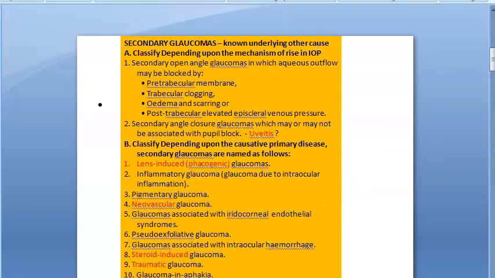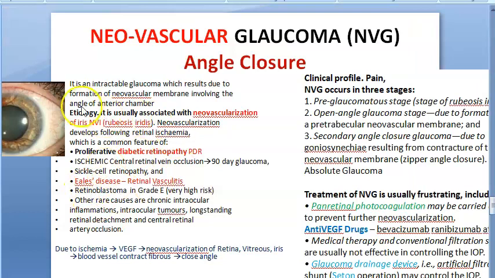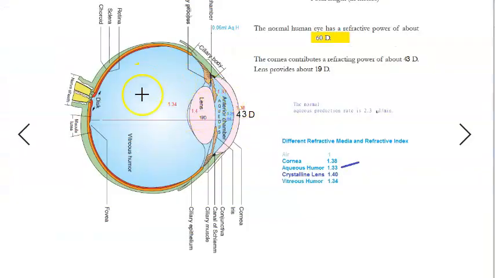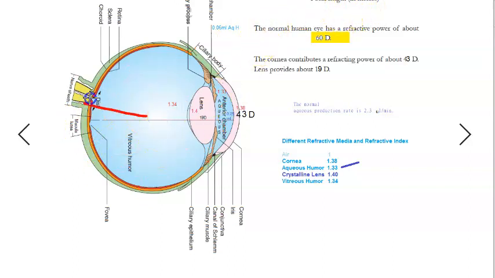In secondary glaucomas, guys, here you can see you have neovascular glaucoma, right? So what happens whenever there is ischemia? The blood flow is reduced. That time there is less oxygen, right? So what happens when the oxygen is less? There are new blood vessels. So what will these new blood vessels do? They will cause closure of this angle, leading to raised intraocular pressure, further leading to optic disc damage and visual field defects, that is glaucoma, right?